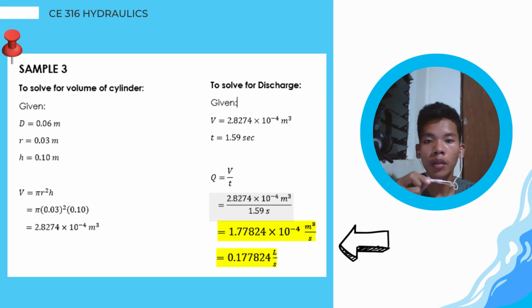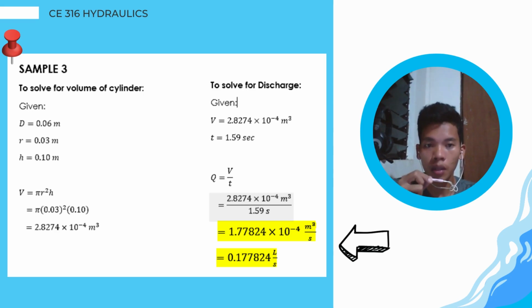The given data: the diameter is 0.06 meters, we use a radius of 0.03 meters, and our height is 0.10 meters. The volume formula of a cylinder is V equals pi r squared times h. So, substituting the given data: pi times 0.03 squared times 0.10. So this volume is equal to 2.8274 times 10 to the power of negative 4 cubic meters. So we have obtained the volume.